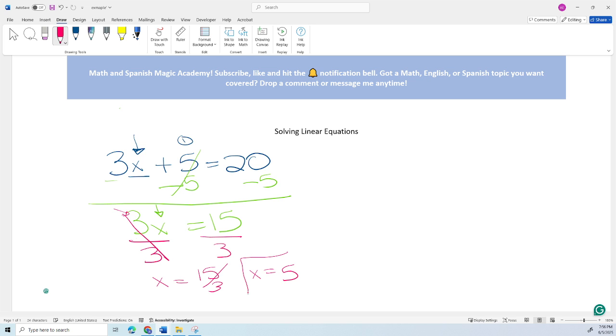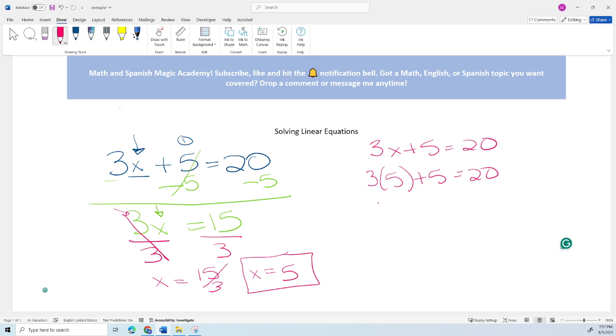And here we already solved our equation. Now, I always recommend students to check their answers. How are we going to check our answers? We're going to substitute into the original equation, 3x plus 5 equals 20. We're going to substitute the value that we got, 5. So 3 times 5 plus 5 equals 20.